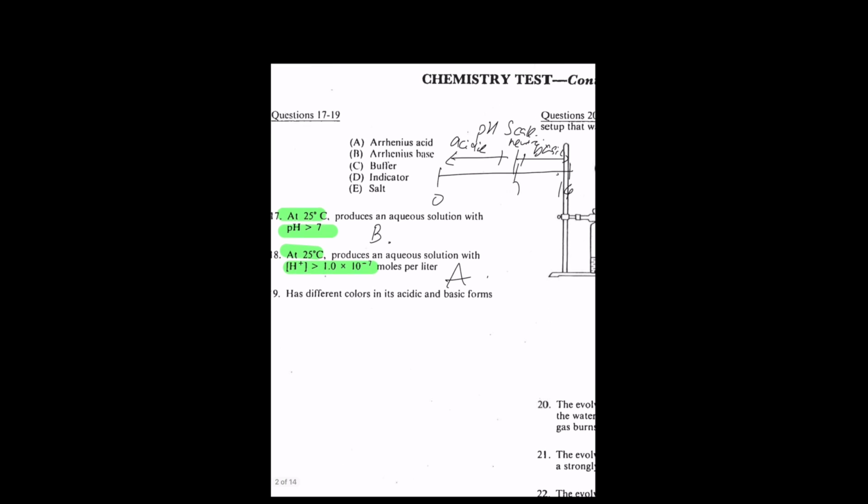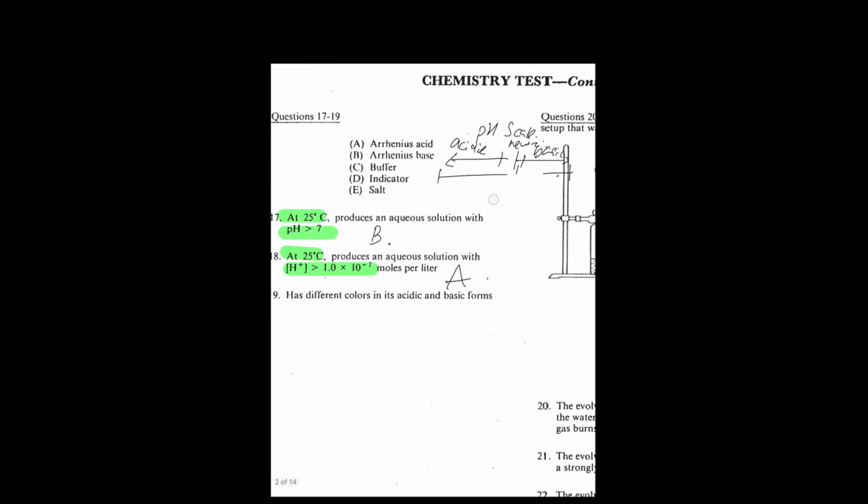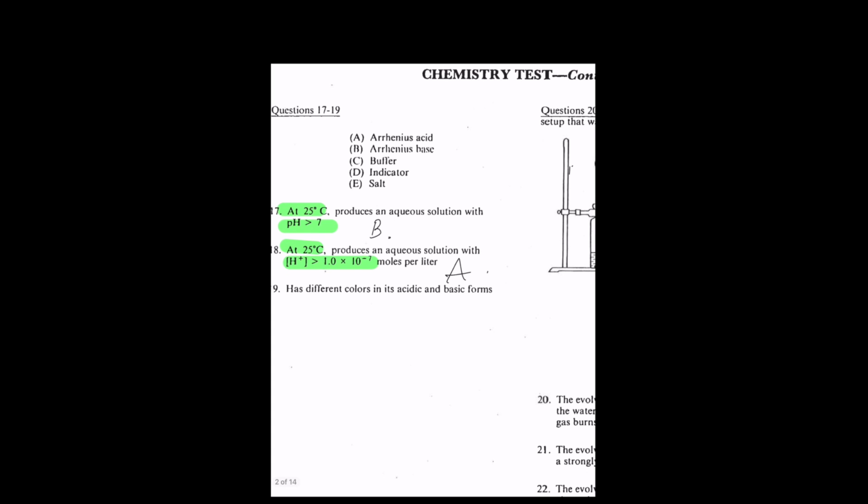Okay, let's get to number 19. So number 19 says, has different colors in its acidic and basic forms. So this one, it's not Arrhenius acid, because an Arrhenius acid has to be an acid. Same goes for B. Not buffer solutions, not salt, or maybe salt. So these two are possible answers, but the answer should be D, because different indicators have different colors to them.